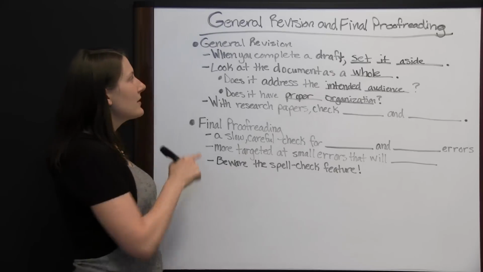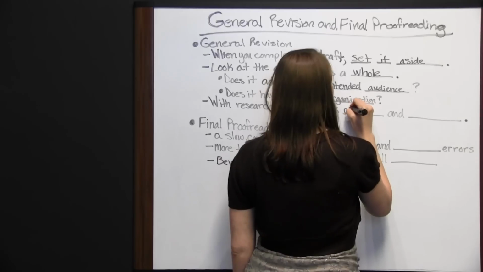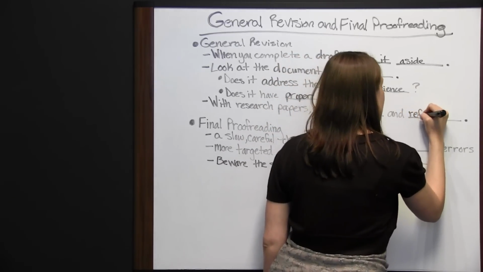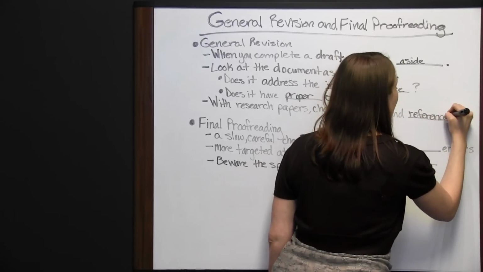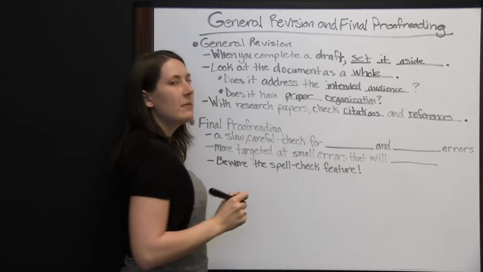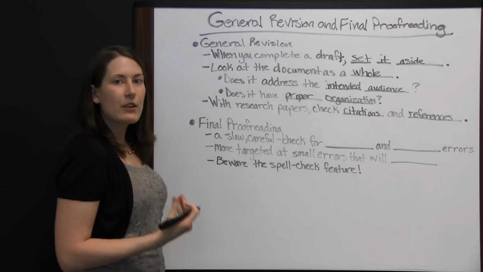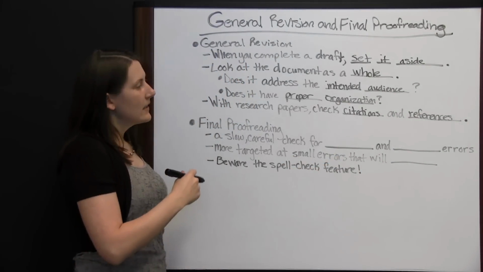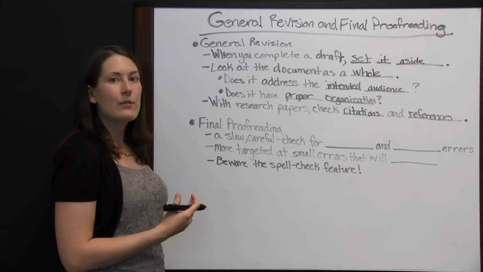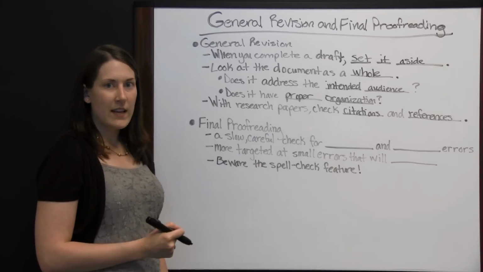Now with research papers, another thing you want to do during general revision is to check your citations and references. You've cited some of your references in your paper. So go back to where you've cited them, make sure you've done it correctly. Go back to your references, make sure you have them in the correct format. You don't want to get that far into your paper and then realize you don't have the correct reference or you cited something incorrectly. So make sure you check that during the general revision phase.